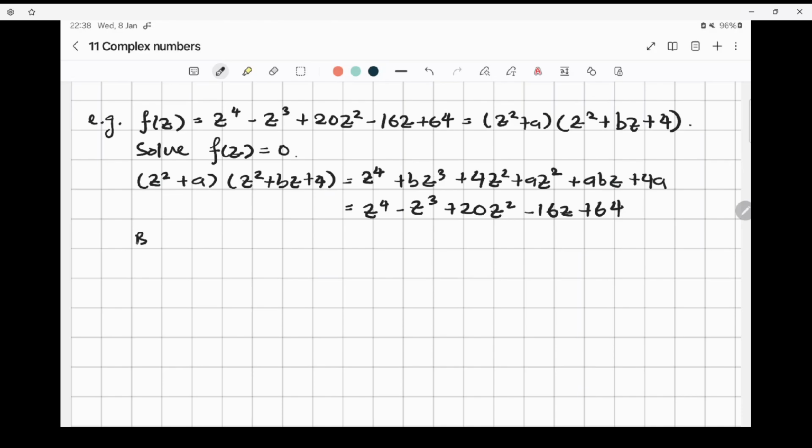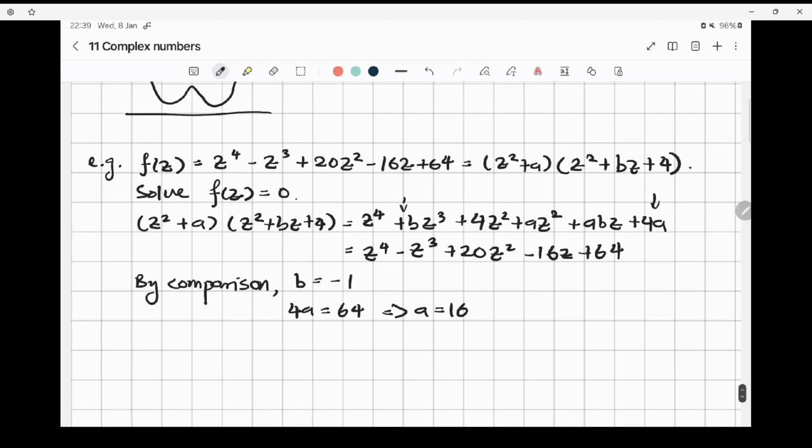So by comparison, you can already see that over here there's no square equal to minus 1. The next comparison is over here, 4a equals 64, or a will be equal to 16.